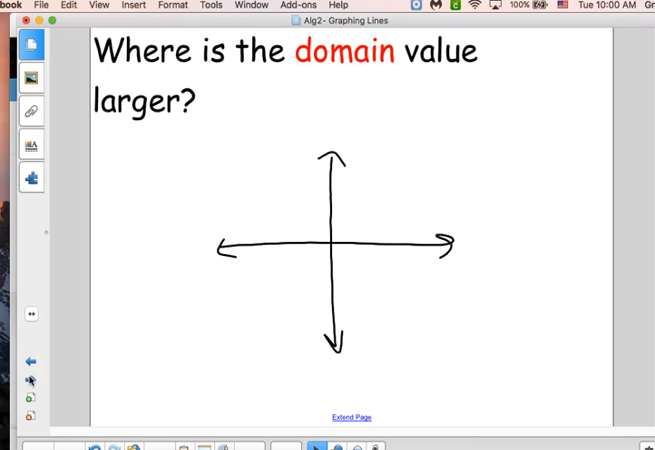So if we're looking at just the domain, which way does your x-axis run? Left and right. So where would your x's get larger? Which direction? Right. To the right. So larger x's go right. Where do smaller x's go? So where are smaller x's? Left.